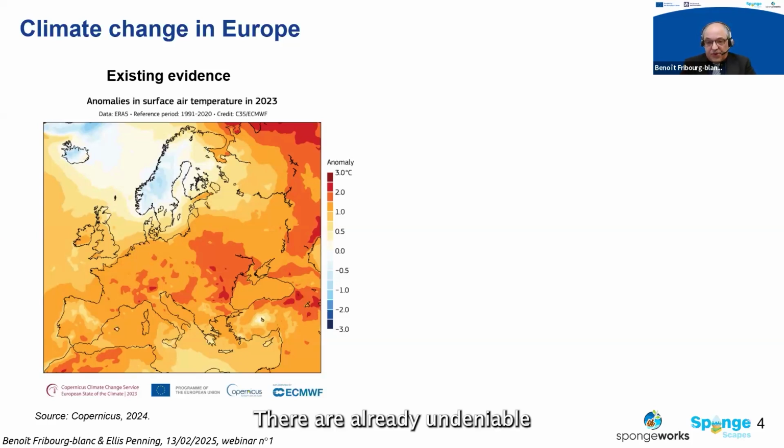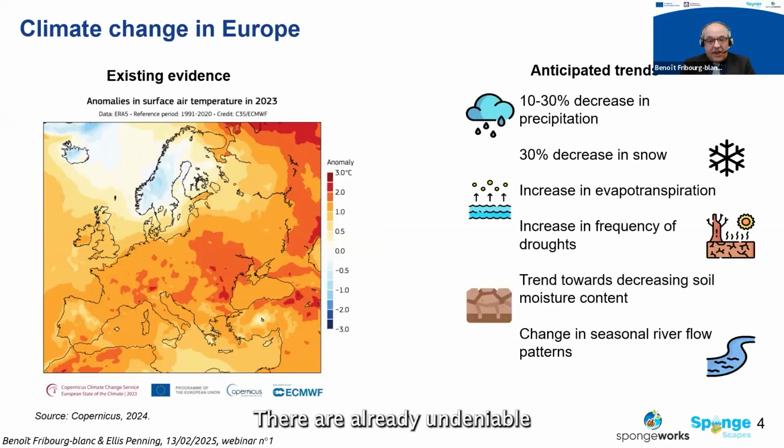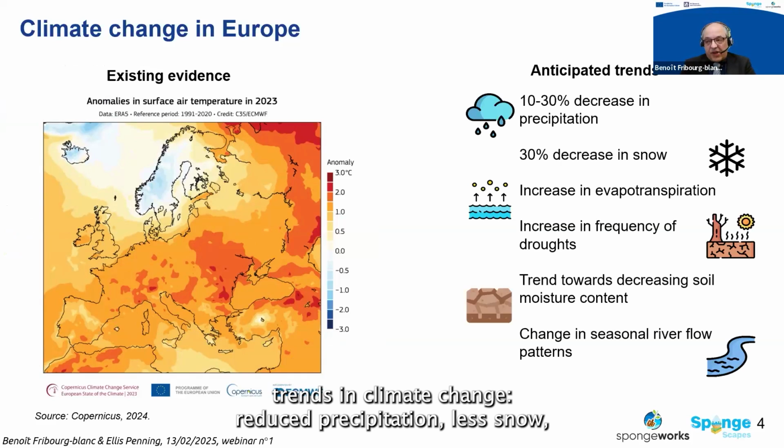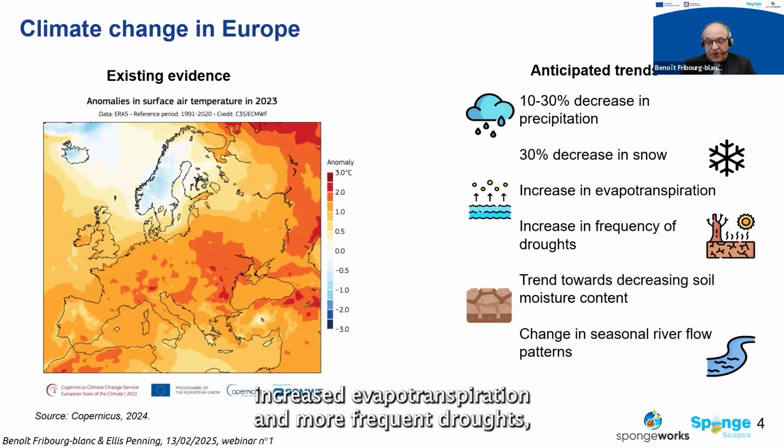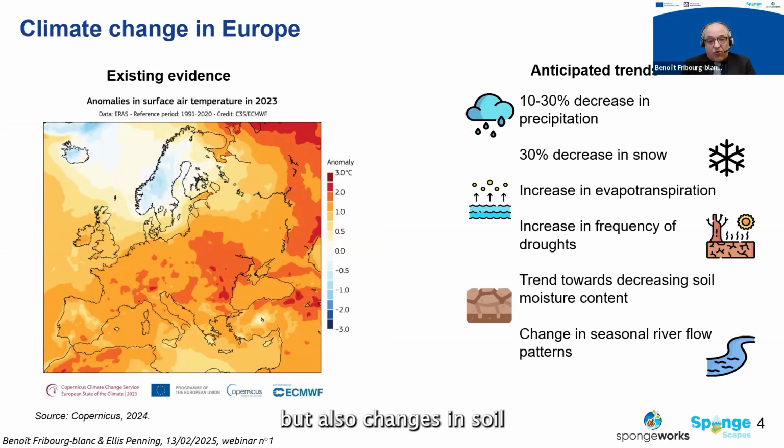But all this already creates issues, and there are also anticipated trends from climate change: decrease in precipitation, decrease in snow, increase in evapotranspiration and in the frequency of droughts, but also change in the soil moisture content and change in the flow patterns in the rivers.